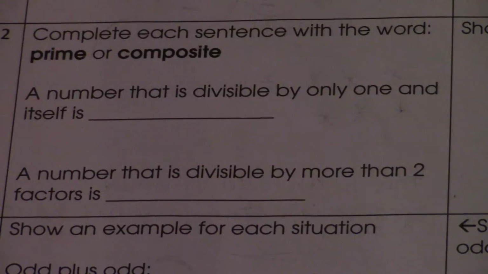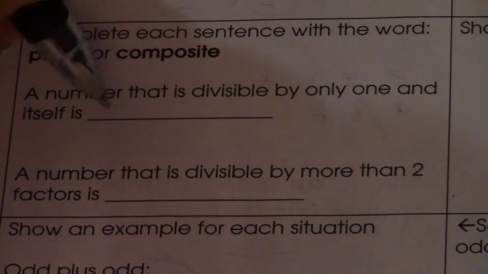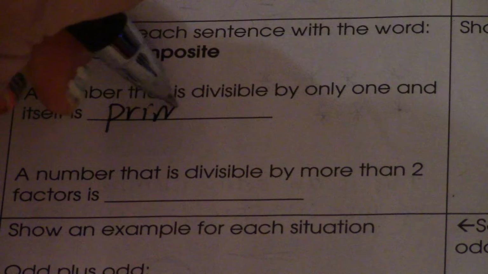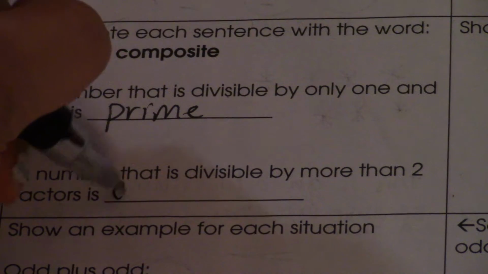Let's look at the next question. It says, complete each sentence with the word prime or composite. A number that is divisible by only 1 and itself is prime. A number that is divisible by more than 2 factors is composite.